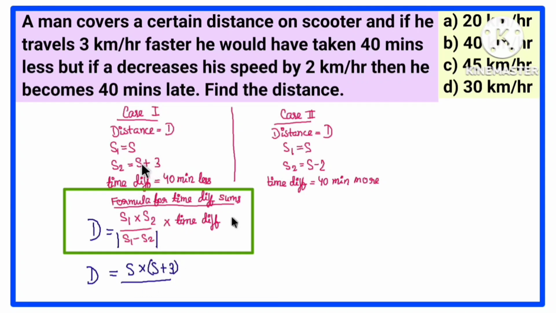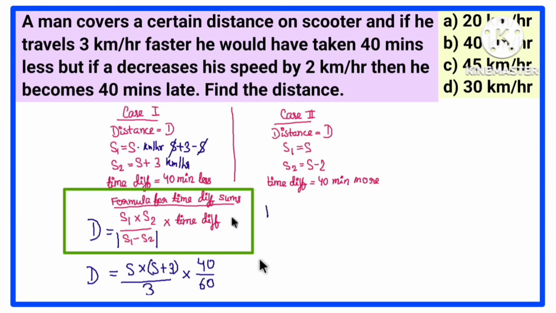So this one is bigger. So s plus 3 minus the smaller speed, that is s. This s and this s will get cancelled. So we are getting 3 into time difference. So here 40 minutes is given, as here all the speeds are in km/h. So the time also must be in hours. So if we divide this minutes by 60, we will get in hours. So this is the distance based on case 1.